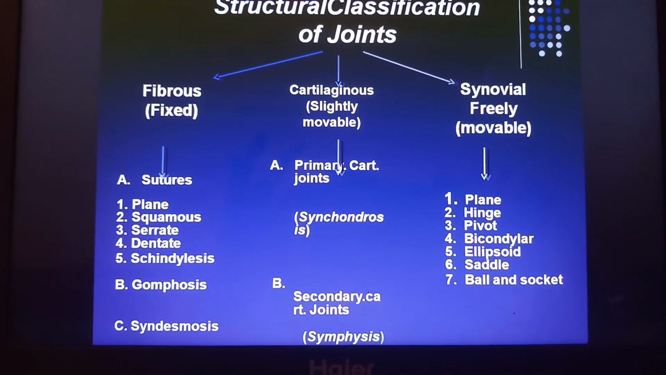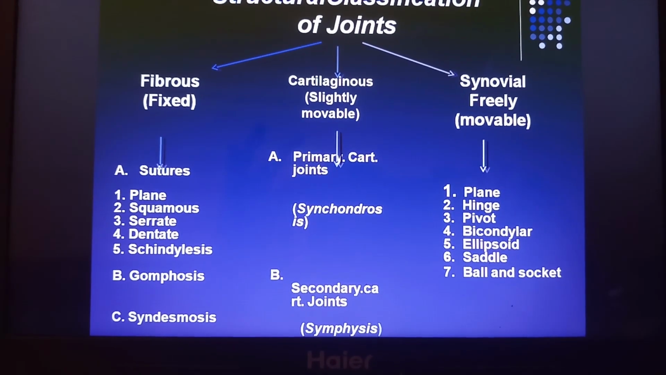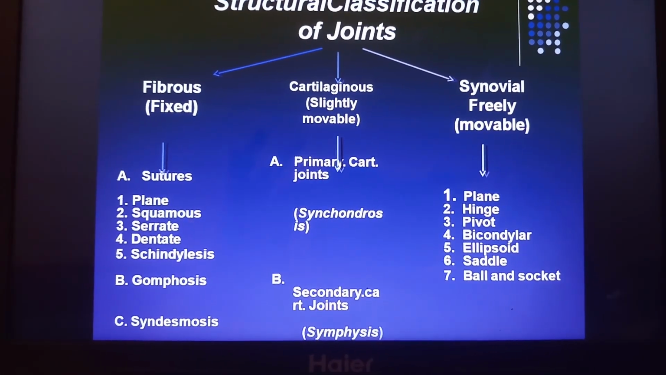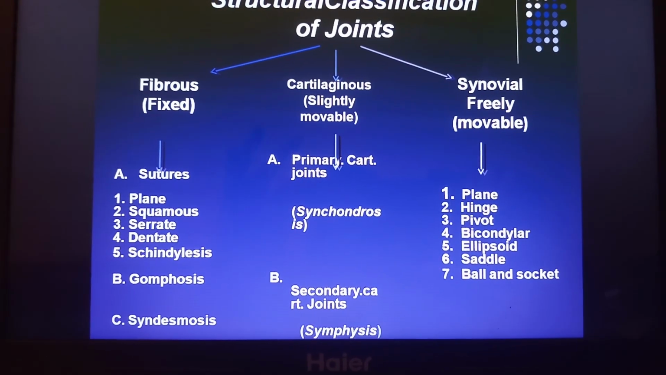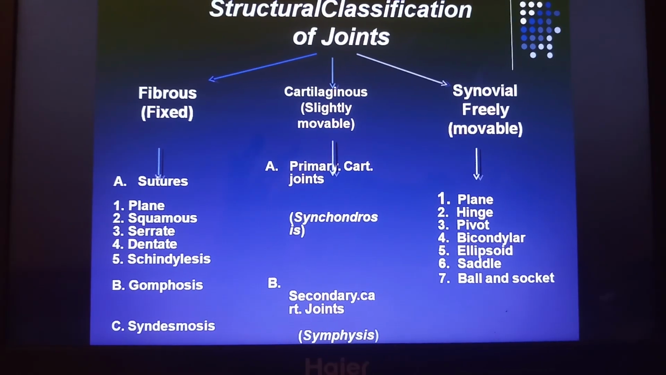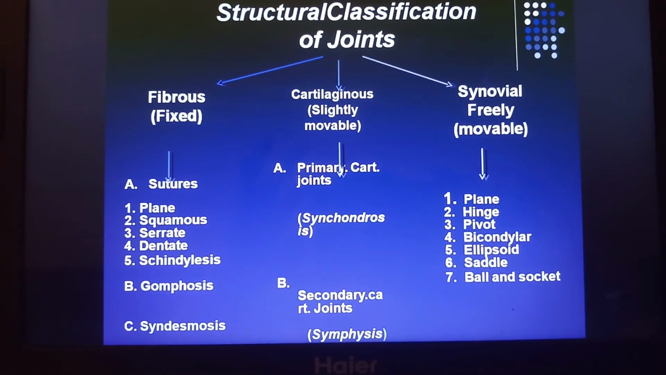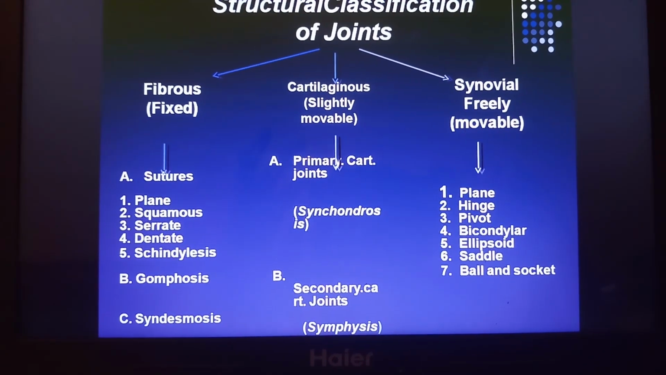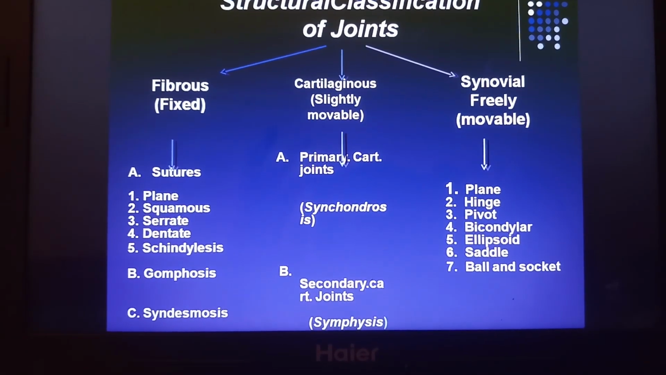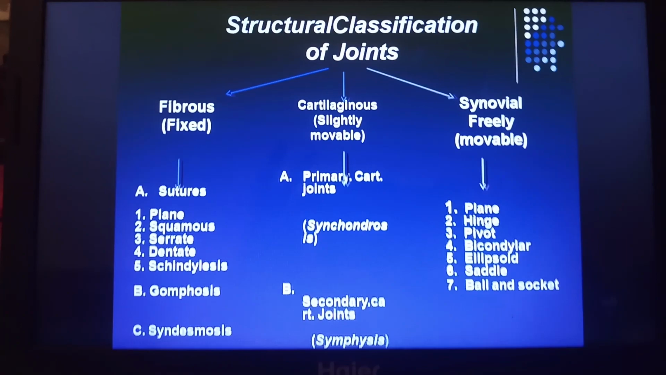The second structural classification of joints is the cartilaginous joints, which are slightly movable, and they are divided into primary cartilaginous joints and secondary cartilaginous joints. Primary cartilaginous joints have another name, synchondrosis, and secondary cartilaginous joints are also known as the symphysis. You should know both names. They can be asked in the viva or in writing in any form. Number three is the synovial joints, which are freely movable joints. These are very common joints, and these include plane, hinge, pivot, bicondylar, ellipsoid, saddle, and ball and socket varieties. So this is just a flow sheet to show you how you will classify joints structurally.